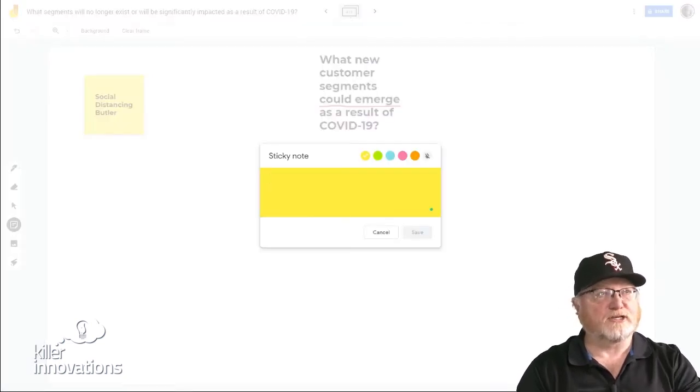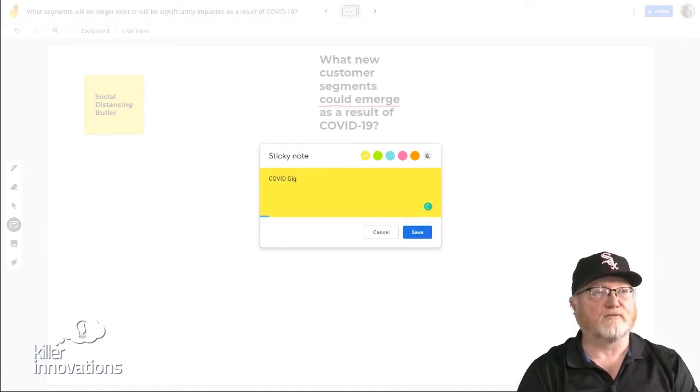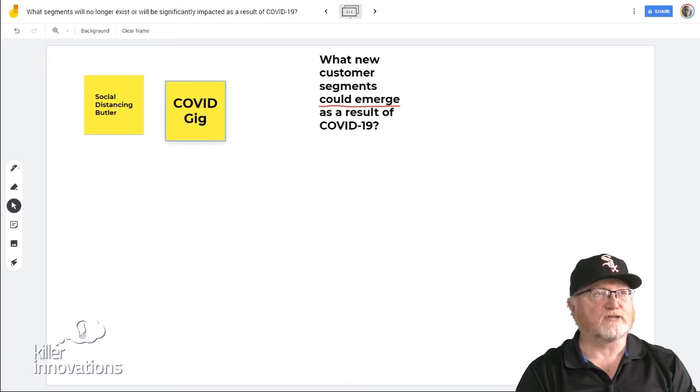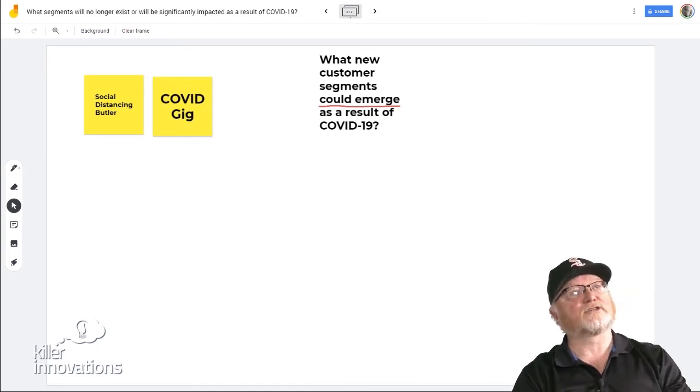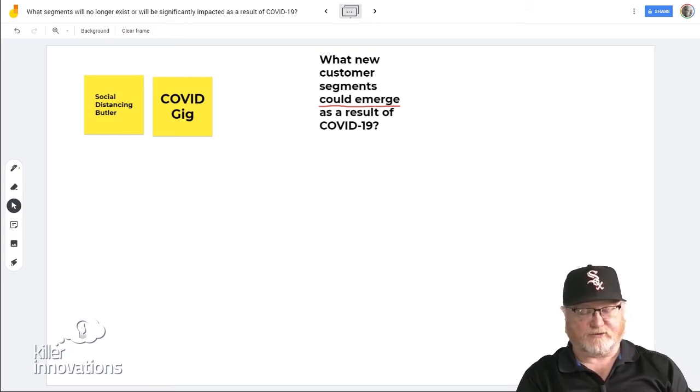There's a variation on this that I think is a new customer segment that you may want to serve, and that is what I'm calling the COVID gig. Now, the COVID gig, you could argue, is a little bit like the social distancing, so I'm going to place the Post-it note up here next to it. COVID gig meaning that these are people who become gig employees, contractors, to what we refer to as essential businesses.